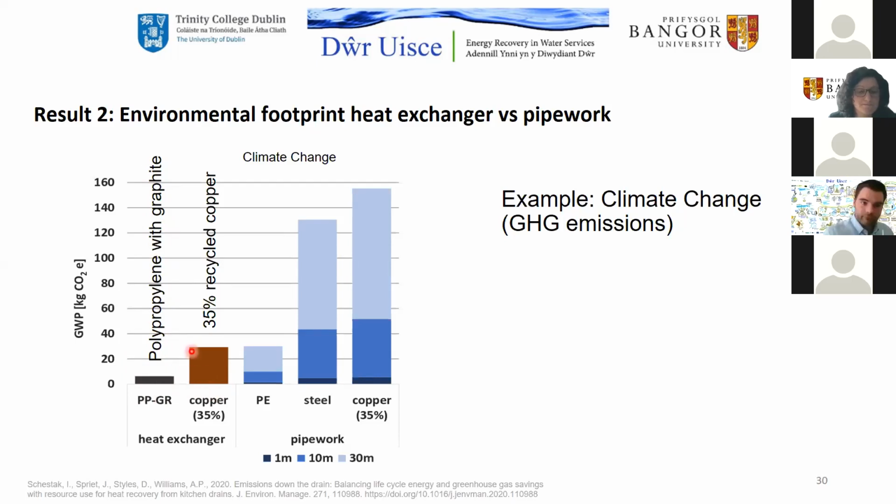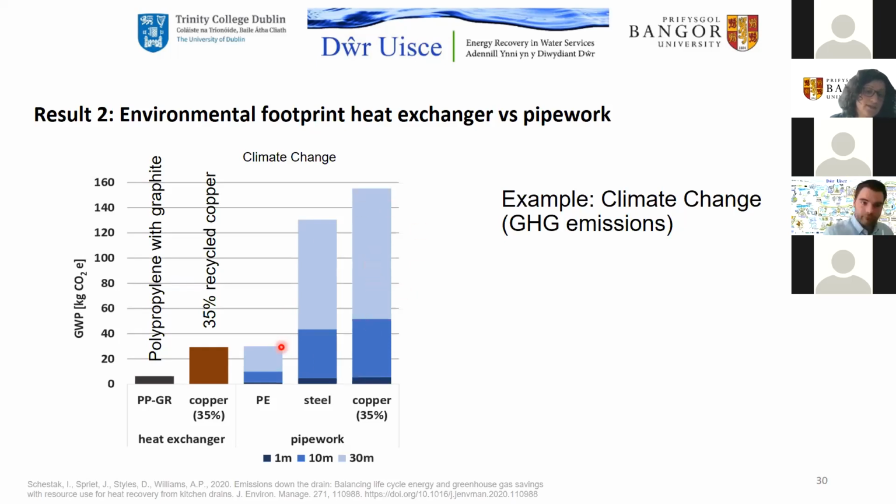Then we have the emissions from the typical copper-based heat exchanger, and then we can see here the footprint we have for different options of pipework being used. So here polyethylene, steel, and copper. And we looked at different lengths of pipework. So the dark blue bars is just 1 meter, then we have 10 meters, and then light blue is if we would need even 30 meters.